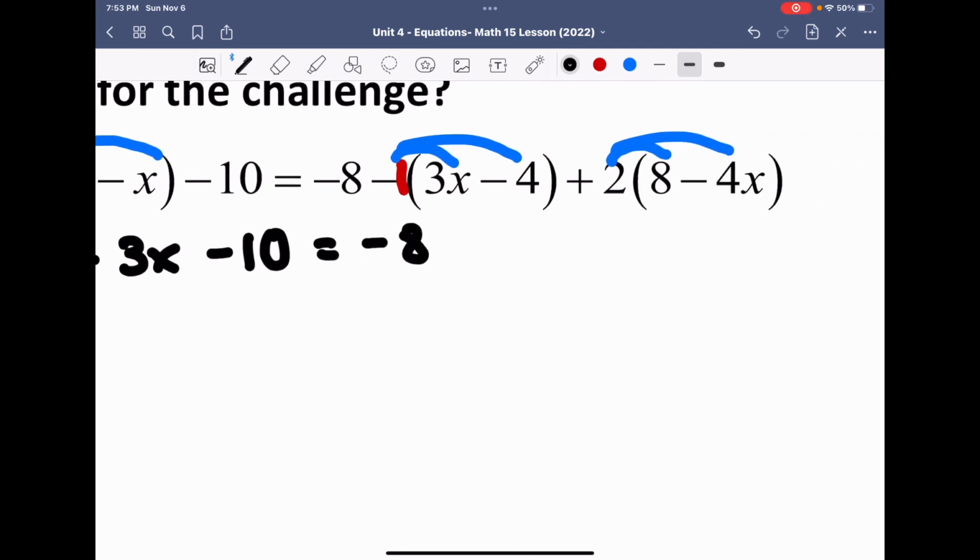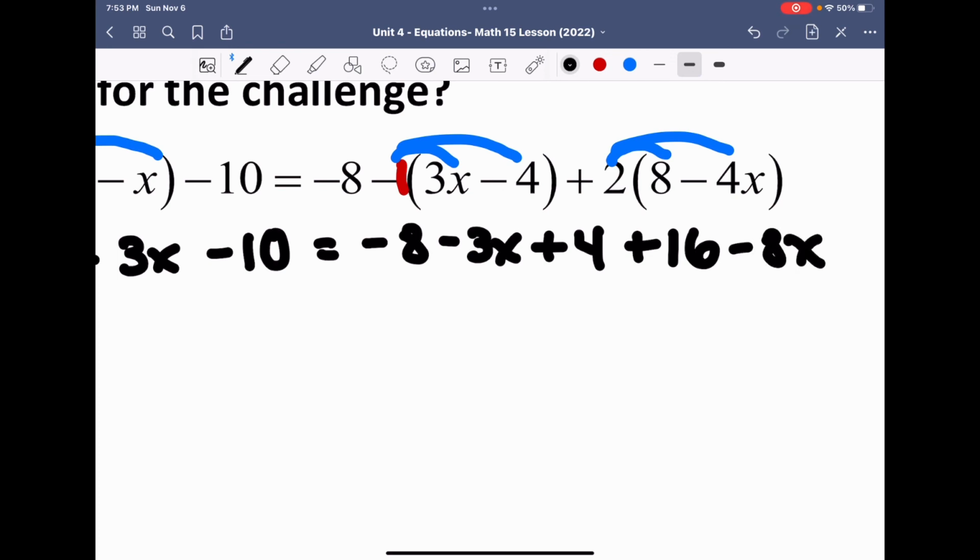Negative 1 times 3x is negative 3x. Negative 1 times negative 4 is positive 4. 2 times 8 is 16. And then negative 4x times 2 is negative 8x.